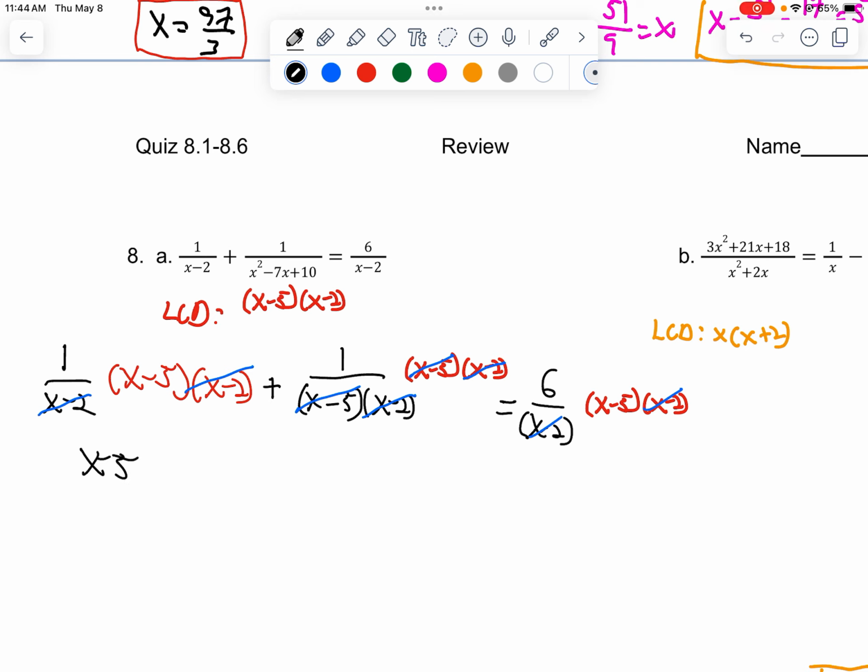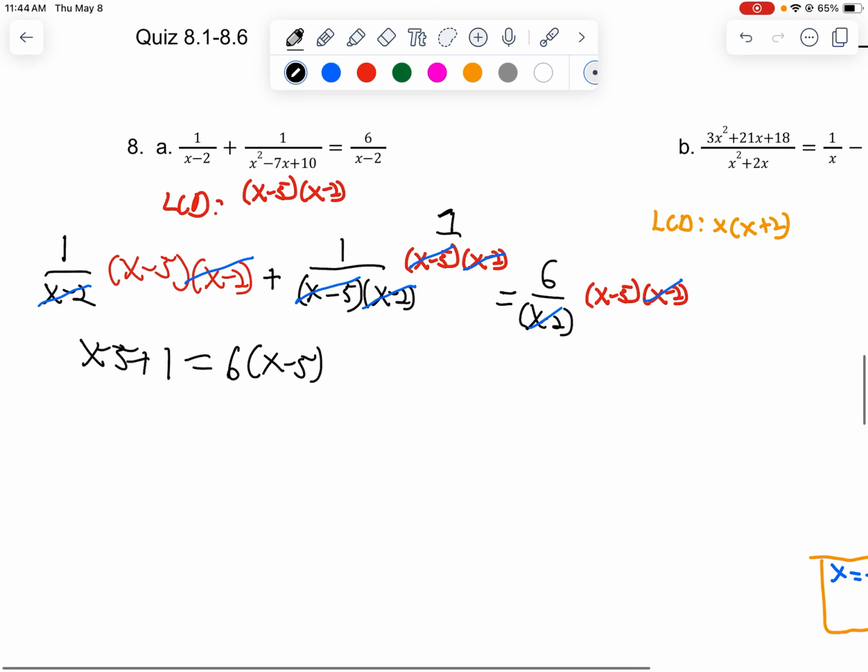Okay. Plus, now everything divided out, there's a 1 here. So this is going to be 1 times 1, which is 1. And that's got to equal, now, all we have here is 6 times x minus 5. Now we're just going through the process of solving this.